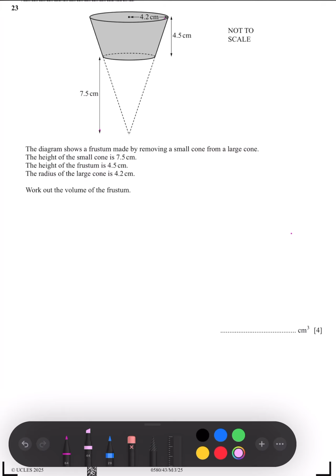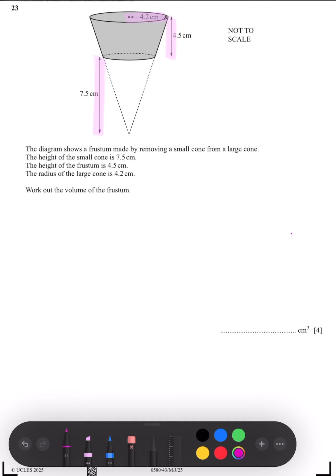The height of the small cone is 7.5. The height of the frustum is 4.5. The radius of the larger cone is 4.2. Work out the volume of the frustum.